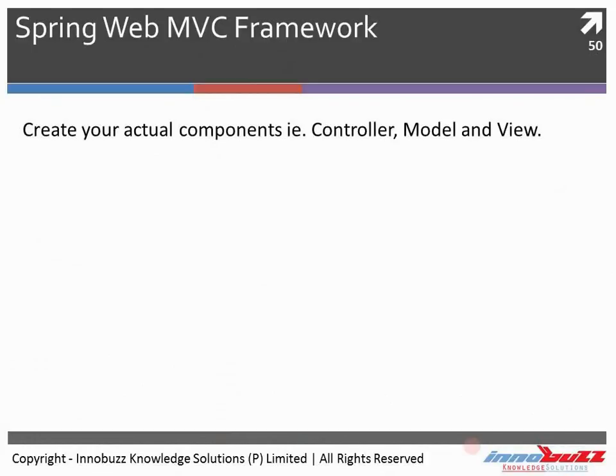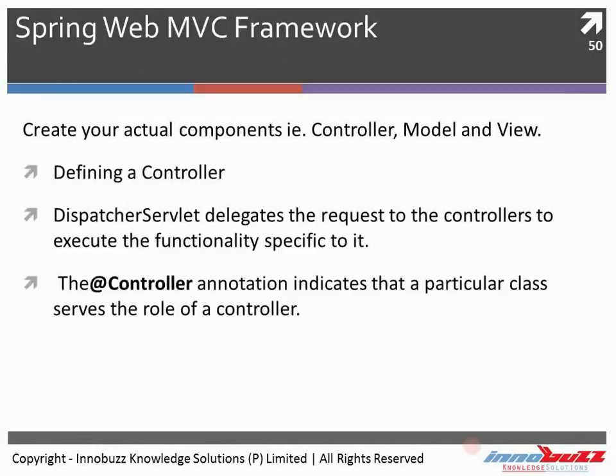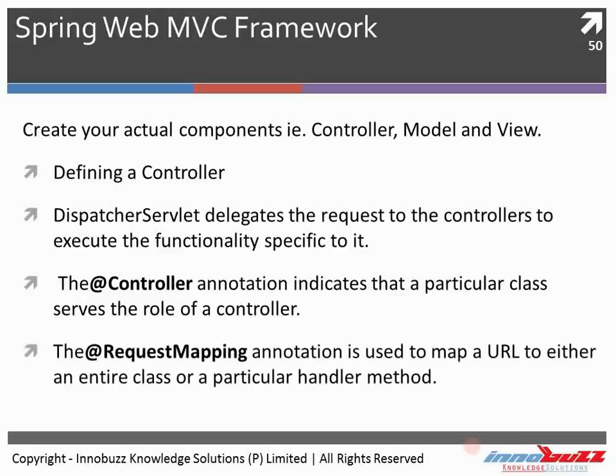Create your actual components. The components used for creating the MVC framework are controller, model, and view. So define a controller, and the dispatcher servlet delegates the request to the controllers to execute the functionality specific to it. The @Controller annotation indicates that a particular class serves the role of controller. The @RequestMapping annotation is used to map a URL to either an entire class or a particular handler method. So @RequestMapping can be applied for specifying your URL pattern either to a class or a method.